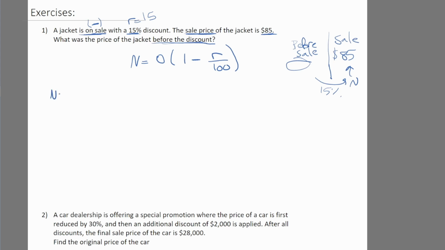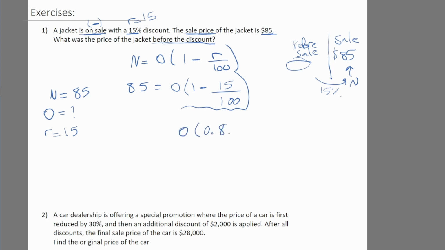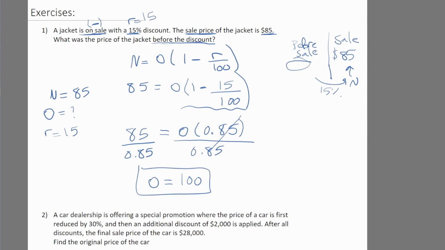Okay. So new is $85. The original price is unknown. And the discount is 15%. Okay. That's R. Now we're just going to plug in the numbers. So 85 is equal to original multiplied by 1 minus 15 over 100. Like I said, the easiest thing to do is to evaluate what's inside the bracket. We collect the constants. 1 minus 15 over 100 will give you 0.85 is equal to 85. And now we will divide by 0.85 and divide by 0.85. This cancels out. 85 divided by 0.85 is 100. Okay. So the jacket costed $100 before the discount.